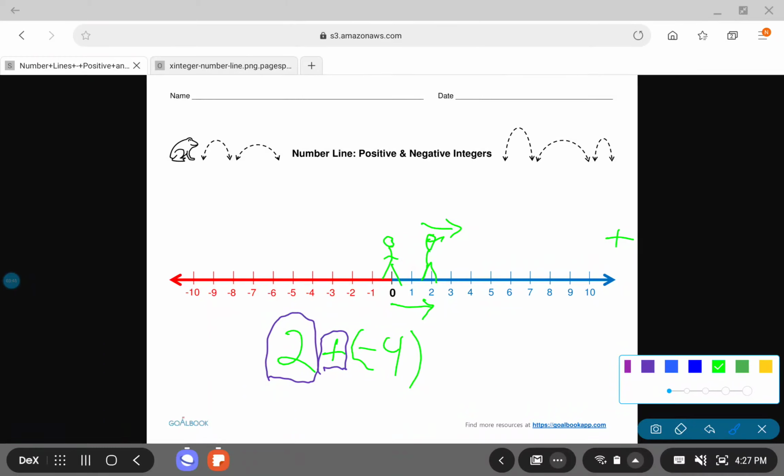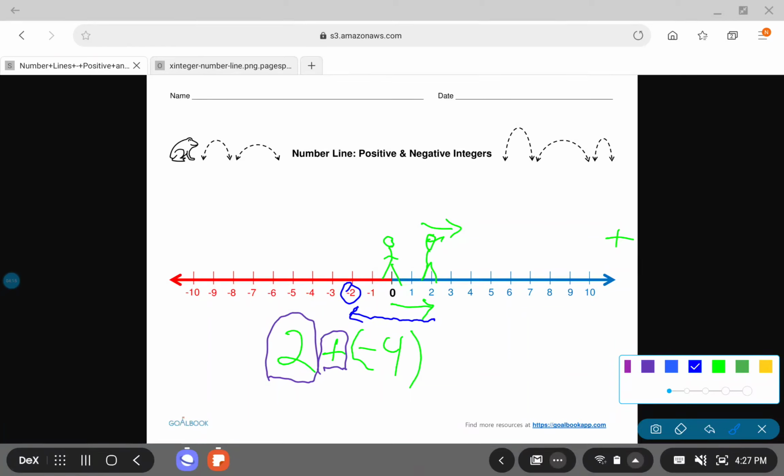All right, now let's look at what he's adding. He's adding negative 4. Keep in mind, negative 4 means the same thing as the opposite of 4. So instead of walking forward 4 places like we did a minute ago, he's adding negative 4, which means he is actually going to walk backwards 4 places. 1, 2, 3, 4, and that takes him to negative 2.